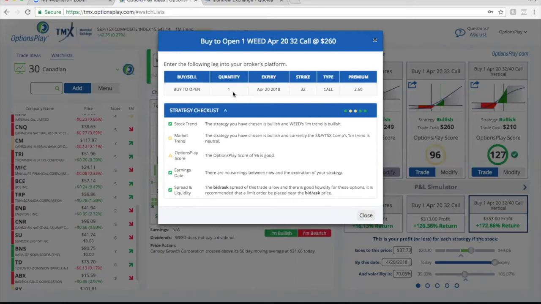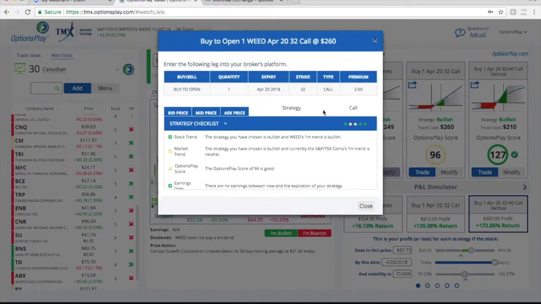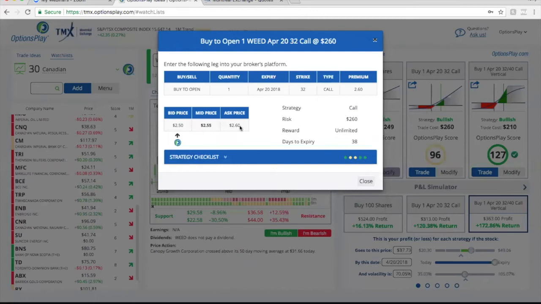So if you decide that this is a trade you want to do, it provides the details for you on how to enter this trade into your broker's platform. It'll tell you exactly how to enter that order. It will even tell you the current bid and ask price and provide you with some analysis as to where you can place your order, at the bid price, mid price, or ask price, where you can place your limit orders.